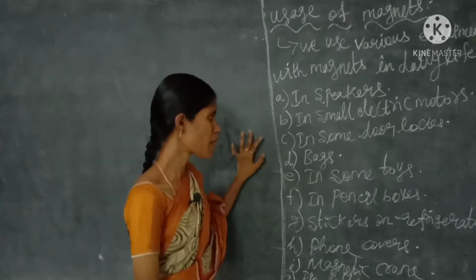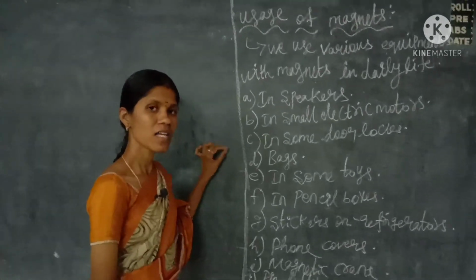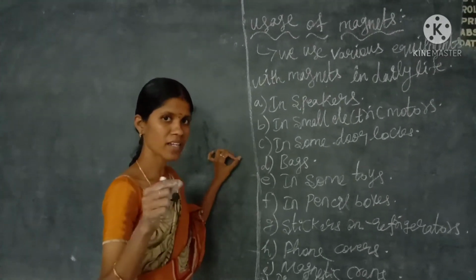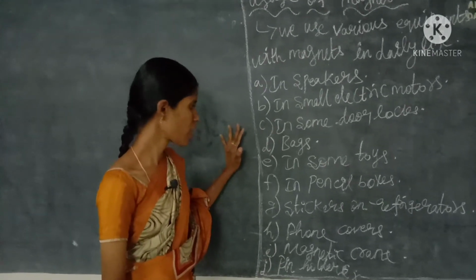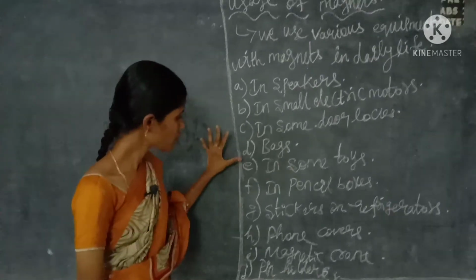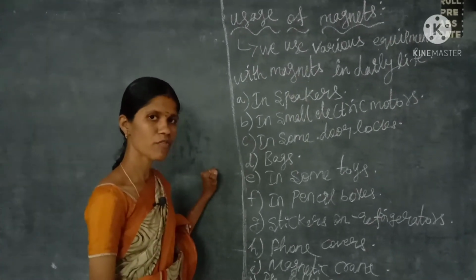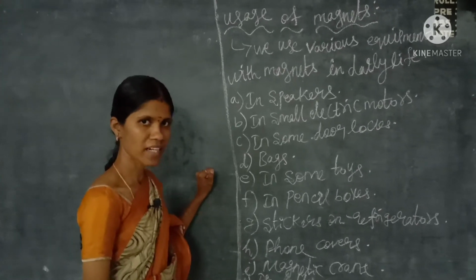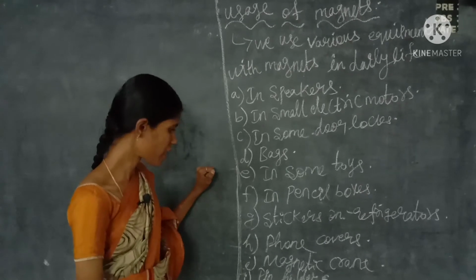Then the next one is bags, some bags and pouches. We have some magnets inside the bags and inside the pouches. Then some toys. Then pencil boxes, that we know. Then stickers and refrigerator. In the case of your fridge, there is some magnet like a sticker. Then phone covers, already we know.